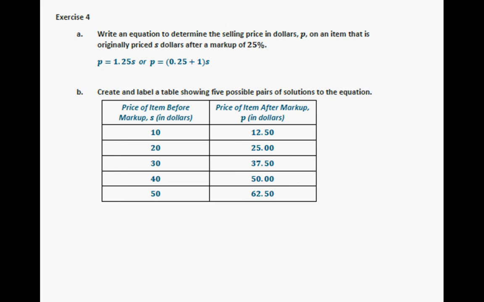All right, so here's exercise 4. Write an equation to determine the selling price in dollars of the item that is originally priced as $S after a markup of 25%. So remember that P is equal to 25% plus 1 or 1 plus 25%. It doesn't matter which way you do this, but this would be the equation that you're using, either one of these. Then create a table showing 5 possible pairs of solutions to the equation. So you can pick whatever you want. They did these, and this is what comes up. But as long as you are applying this formula to whatever price of the item, then you should come up with an equal or equivalent price after the markup.